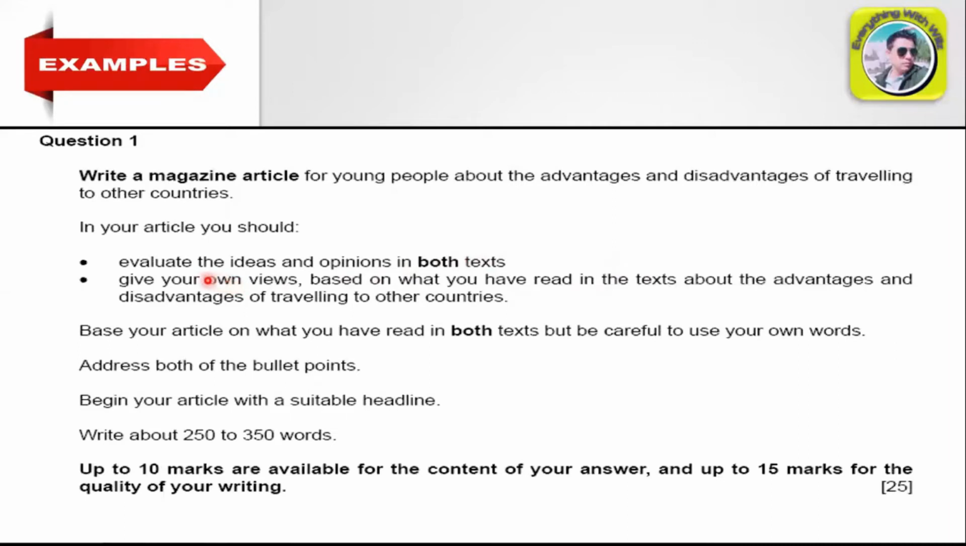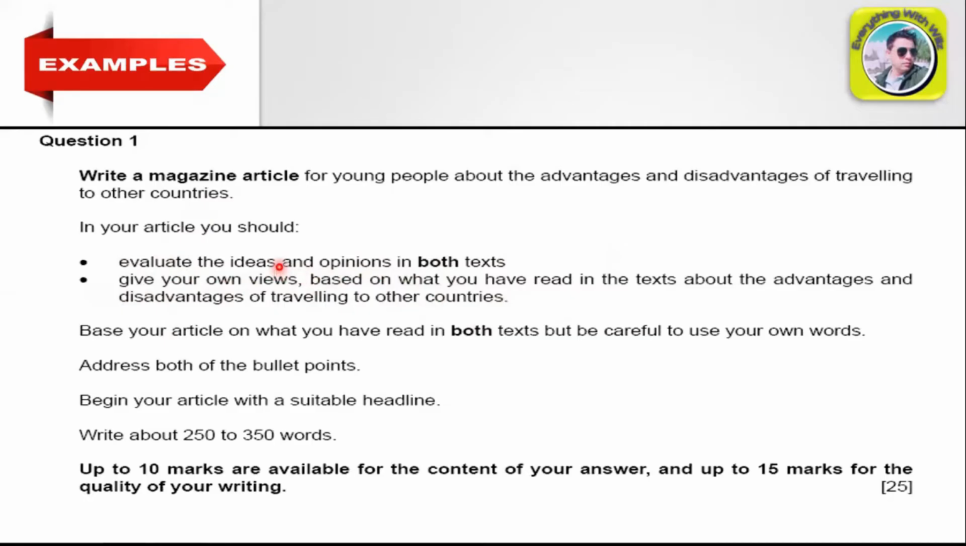All right. Furthermore, after the question, you will be given two bullets, and these two bullets are giving you the guidance. Bullet one says evaluate the ideas and opinions in both texts. You have to evaluate both the texts, and bullet two says give your own views based on what you have read in both texts.